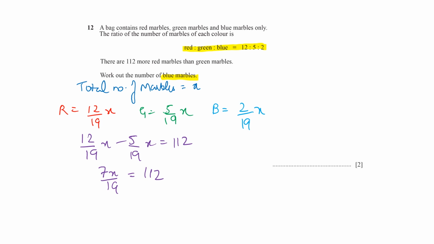So what we can do, we can calculate 1x by 19 by dividing 112 by 7, and then we can multiply by 2. So 2x by 19 will be equal to 2 times 112 divided by 7. Now if we calculate it, we are going to get 32. Hence the number of blue marbles will be 32, right?